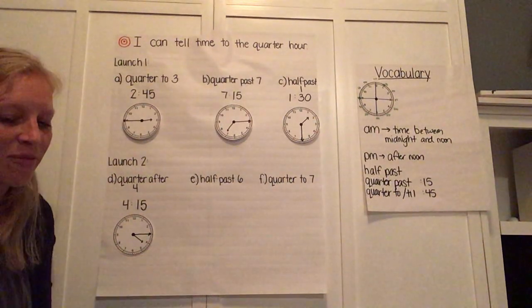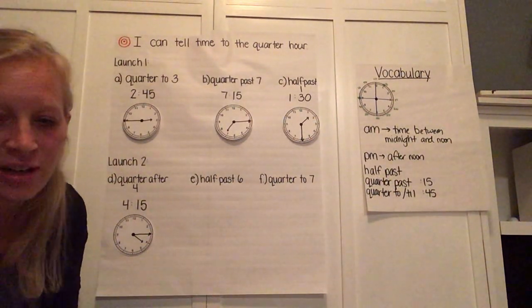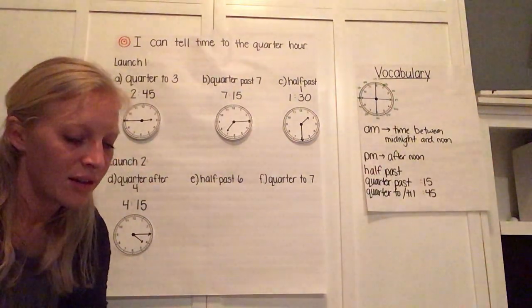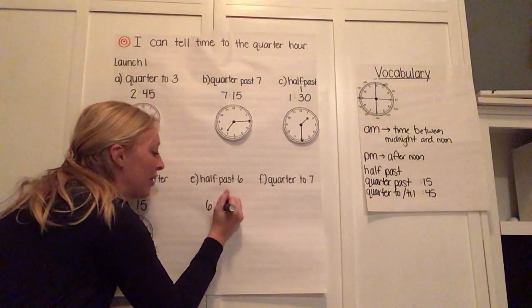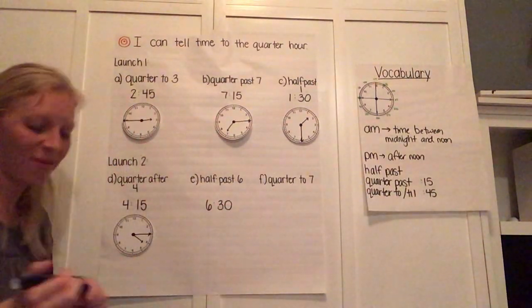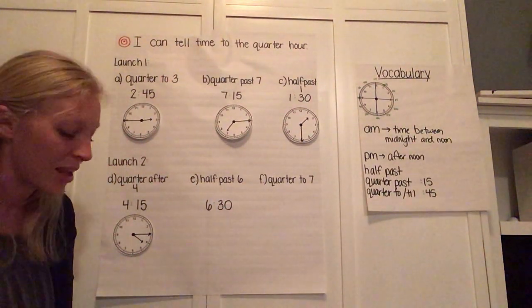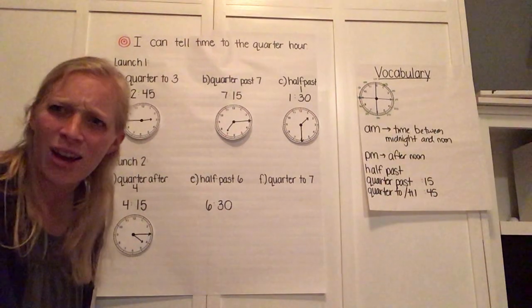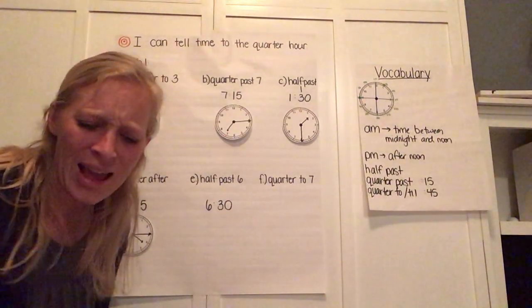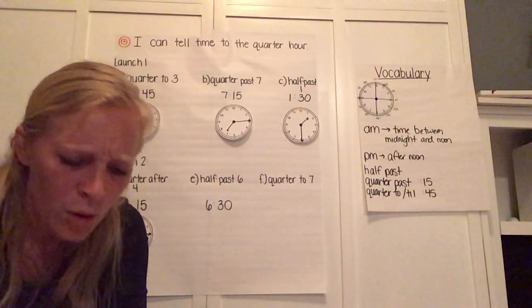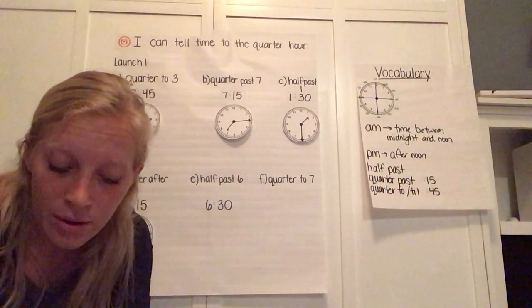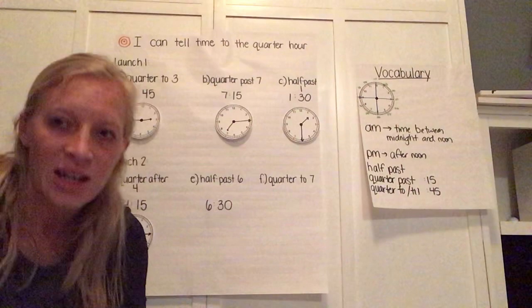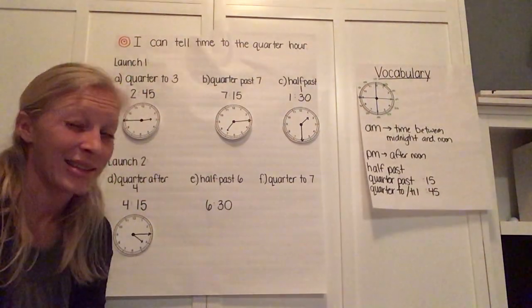All right, what about half past 6? You guys are getting so good at this. It is 6:30. These half pasts are easy peasy. And what would that look like on my analog clock? Where would my hour hand go? Is it on the 6 or is it going to be half past the 6?